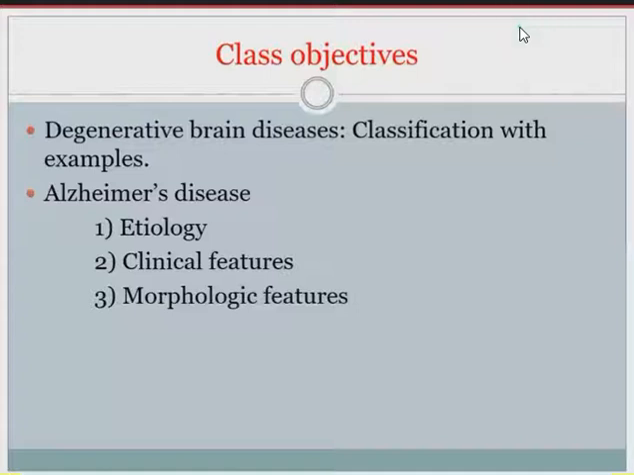Okay, and then the other topic is Alzheimer's disease. In Alzheimer's disease, you should know the etiology, clinical features, and morphological features. From the CNS, from an exam point of view, questions are usually asked on meningitis, intracranial hemorrhages, and tumors of the brain.